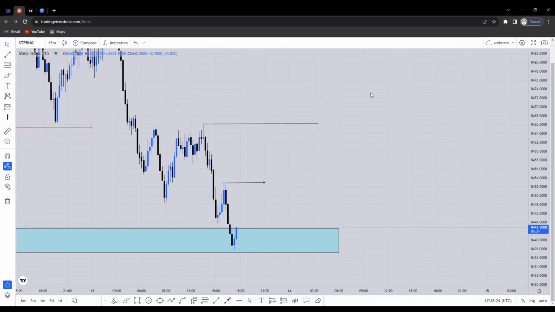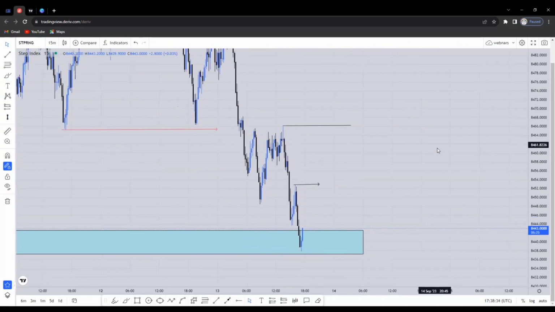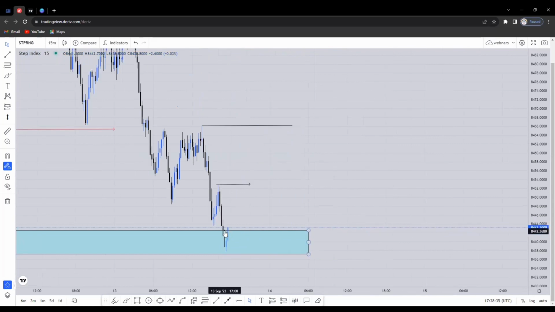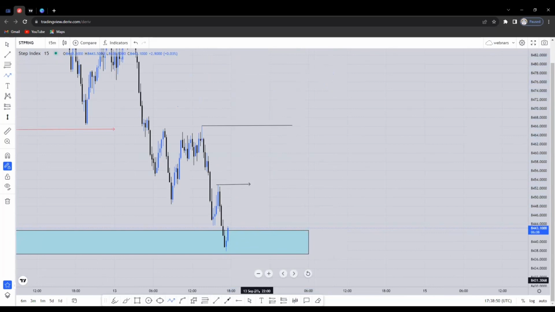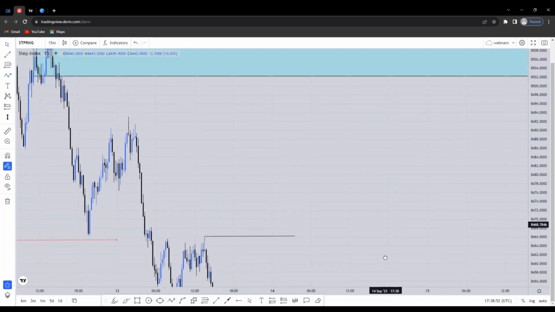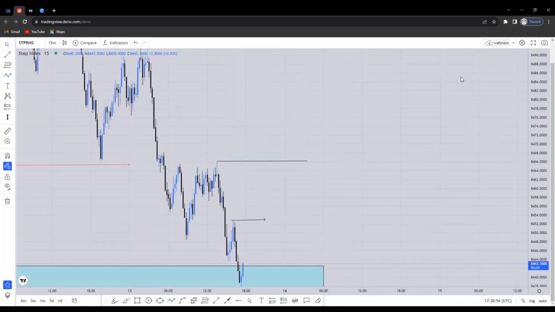Wonderful. So that is for step index. That is what we are looking forward for on step index. So here, if it leaves this demand or this order block, it will actually be an opportunity. After it changes there, you enter there, we go up until we reach the top. So you can actually hold this trade all the way to the top.